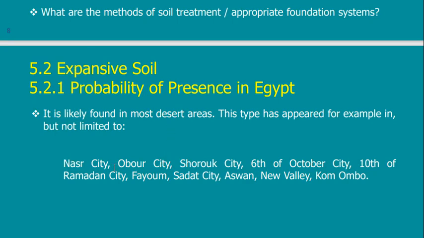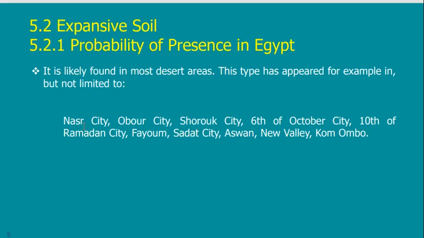It is found a lot in Egypt. It is found in Nasr City, Obour City, Shorouk City, 6th of October City, 10th of Ramadan City, Fayoum, Sadat. As you can see, with the exception of Fayoum, they are all new locations. These are not the old locations that were used in Egypt decades ago or hundreds of years ago.